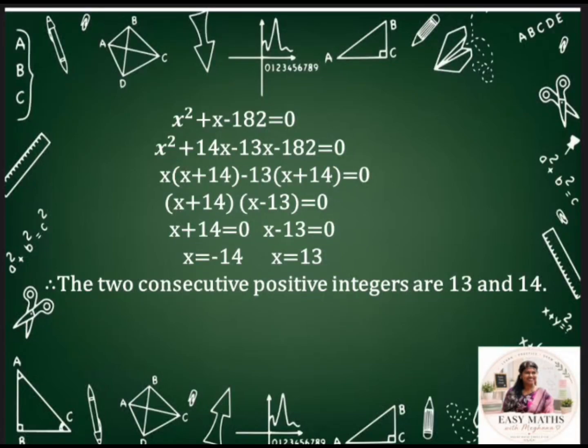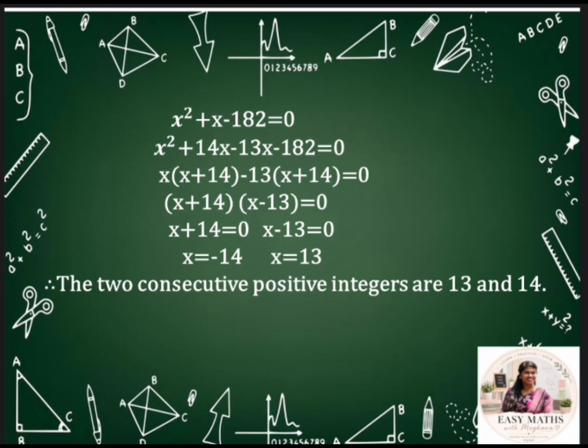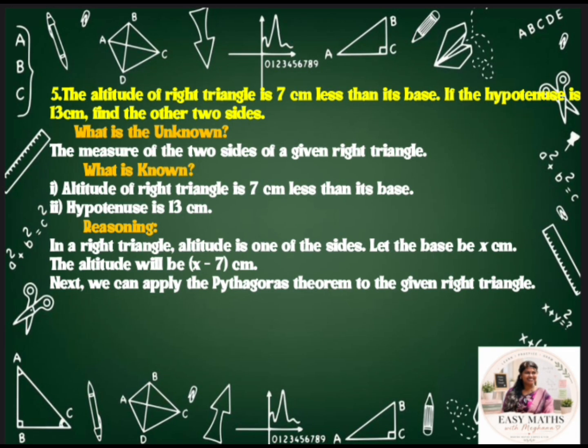In the last video, we discussed exercise 4.2 fourth problem. In this video, let us continue with the fifth problem of exercise 4.2. The altitude of a right triangle is 7 cm less than its base. If the hypotenuse is 13 cm, find the other two sides.